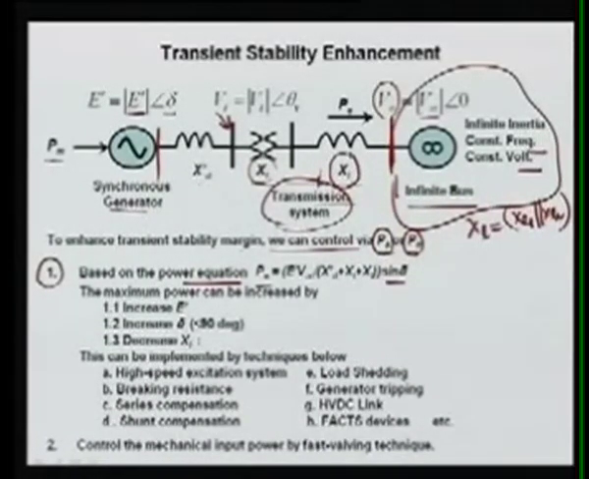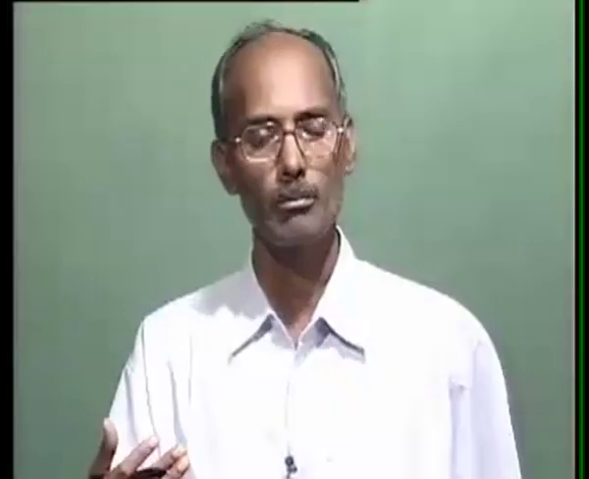To maximize the power, the maximum power can be increased. This value is your Pmax, or you can say it is Pmax sine delta. So this Pmax we can maximize. If this value is maximum, then we can say the system is more stable. You must always keep this clear: if it is more, then the system is more stable.